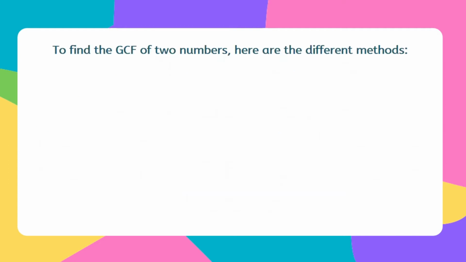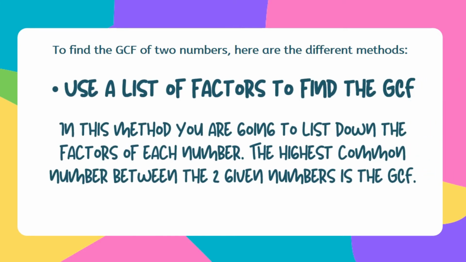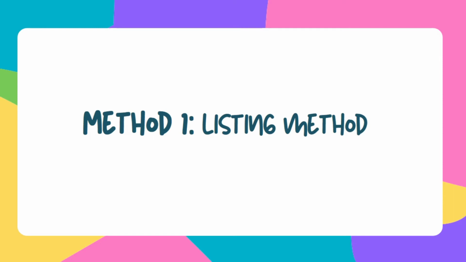To find the GCF of two numbers, here are the different methods. Use a list of factors to find the GCF. In this method, you are going to list down the factors of each number. The highest common number between the two given numbers is the GCF. Method number 1 is called listing method.